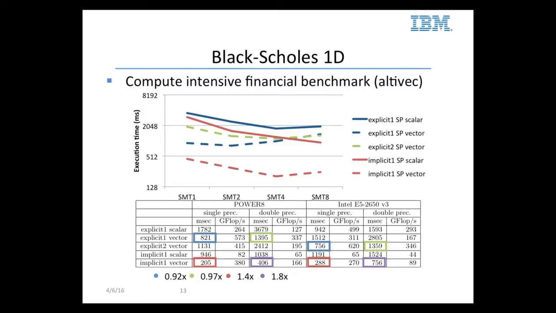And on the implicit case, which is these bottom ones, which does not vectorize very well. It's a very sequential operation. It's solving a tridiagonal set of equations using the Thomas algorithm. There it even outperforms the Intel machines because there it's really the clock rate that drives performance.